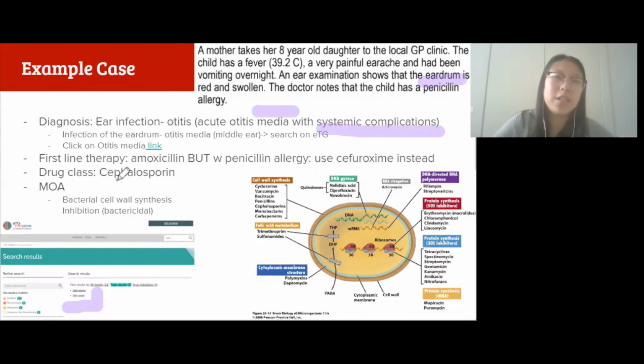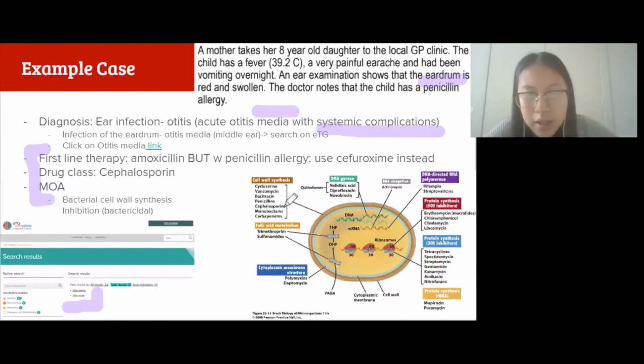Okay, so what we do, we click on the otitis media link. It's this one right here, but I've also hyperlinked it in case anyone finds difficulty finding it, and you can hop onto the site and directly navigate yourself there. And then when you scroll through, I'll show you guys what the guideline looks like if you follow the link in a little bit. It will show you first-line therapy and drug class, and you can find out the mode of action by hopping onto the Australian Medical Handbook, searching up, like, amoxicillin or cefuroxime, and it'll show you the mode of action, which I'm sure was covered earlier to you guys.